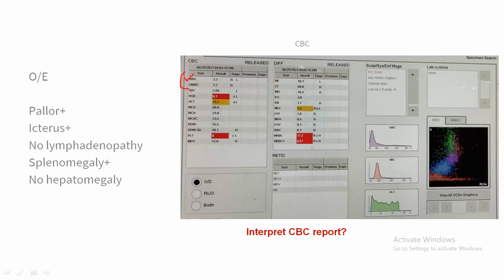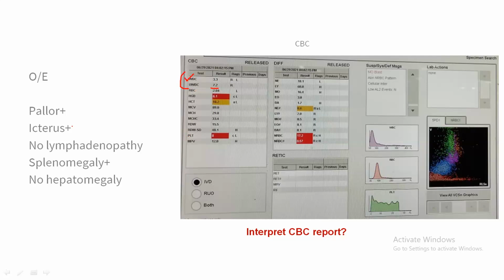UWBC is high because this child might have some amount of hemolysis, so all the RBCs will be read as UWBC. That's why the UWBC count is very high. And this child has a hemoglobin of 6.1 and platelet count is almost 0. So we are dealing with low WBC count, low RBC, and low platelet count. So we are probably dealing with pancytopenia.